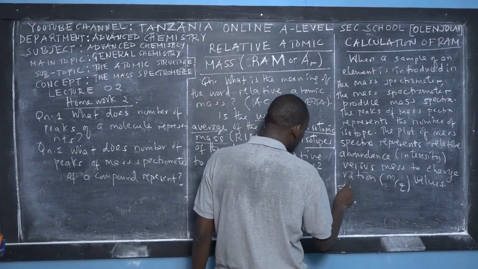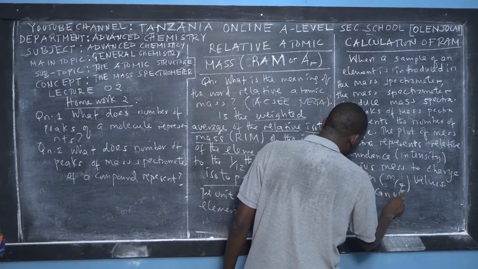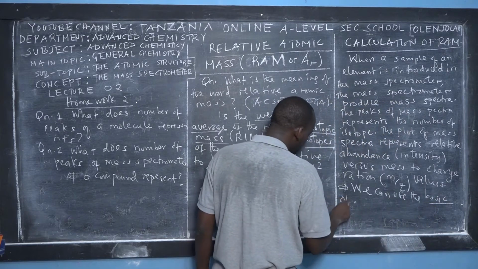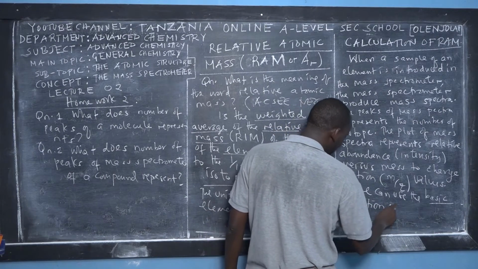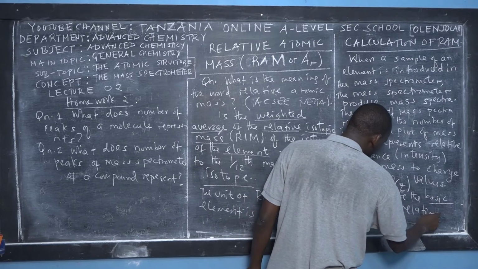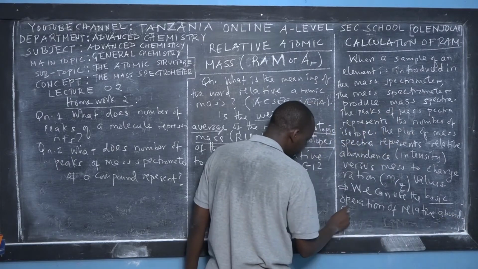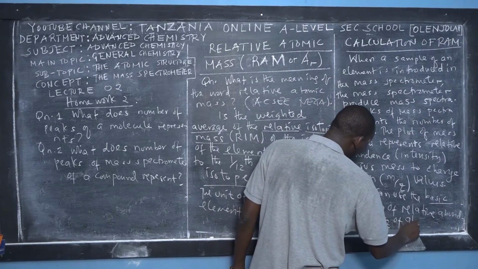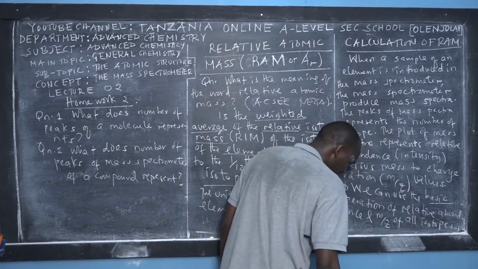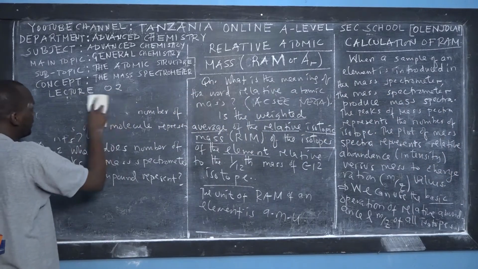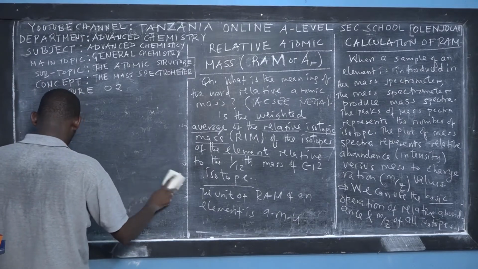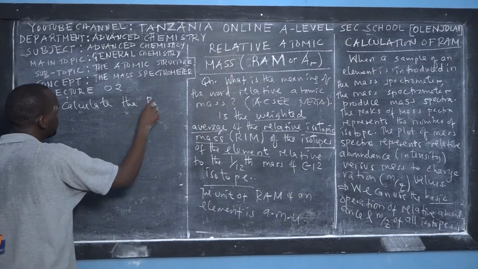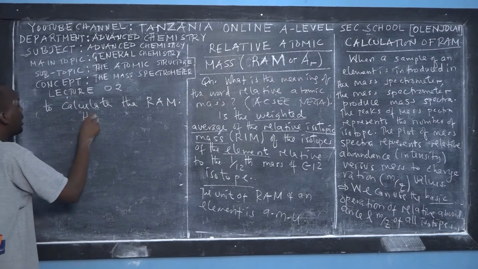So we say that we as chemists can use the basic operations of relative abundance or intensity, and mass to charge ratio of all isotopes present in the element, to calculate the relative atomic mass. So the question that now you have in your mind, how?